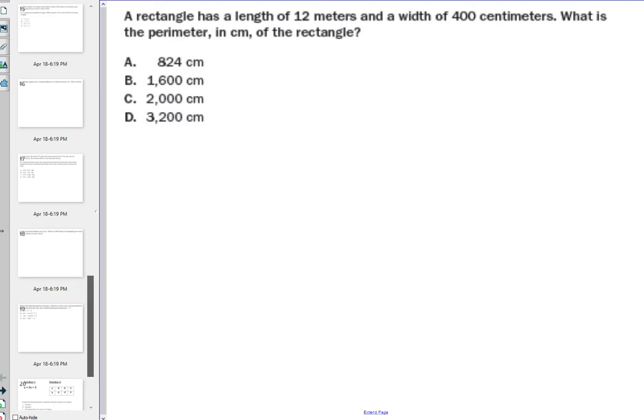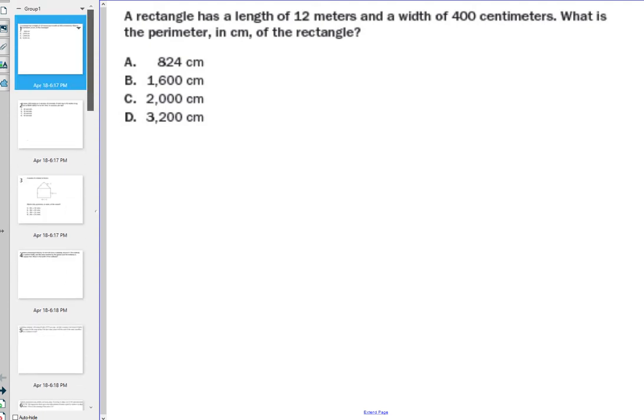Right, so let's see. Is this the first one in the packet I gave you? It's a rectangle. A rectangle has a length of 12 meters and a width of 400 centimeters. What is the perimeter in centimeters?